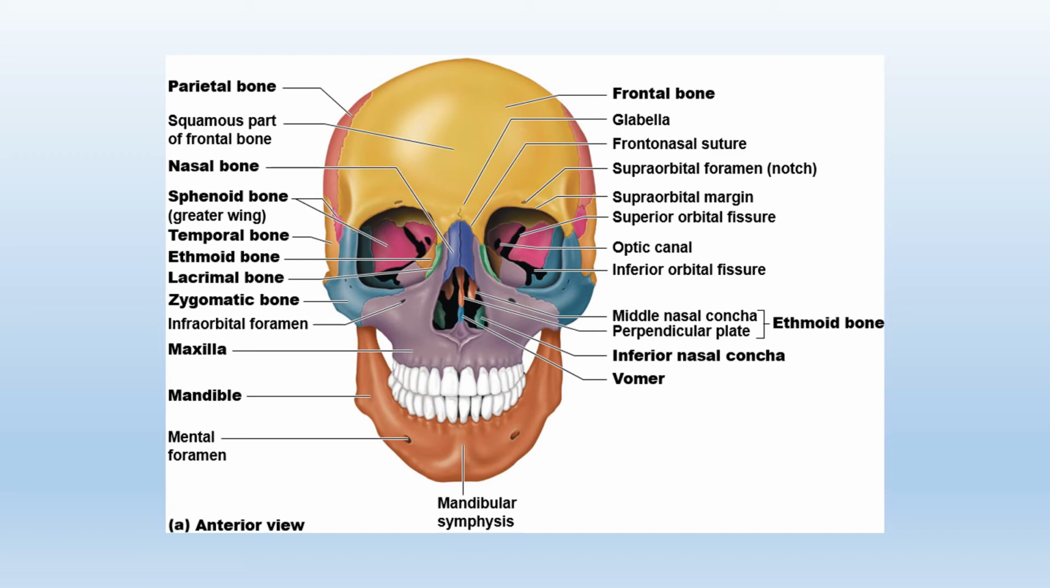Looking at an anterior view of the mandible now, seen here in a darker orange, you're able to see the body of the mandible, which forms the majority of the chin, as well as the left and right ramus. You can see the angle where the ramus meets the body. You are also able to see the mental foramen on the anterior aspect of the chin.